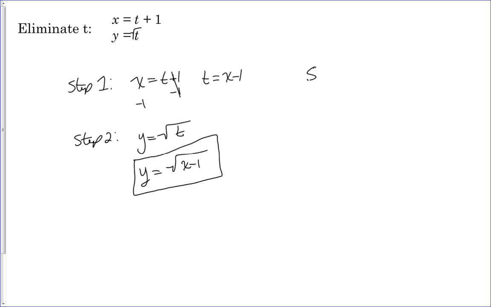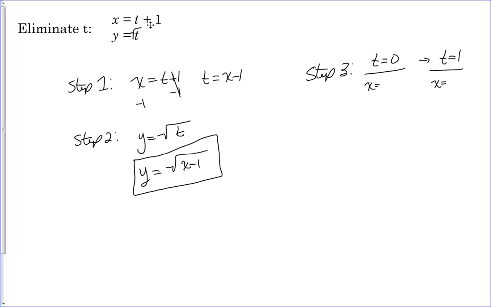Now I'm going to do step 3 over here so I can write the other half of my answer below. We need to restrict our domain. So we need to look at what x equals when t equals 0, and then we need to go to t equals 1 and see what x equals as well. If it gets bigger, x is greater than or equal to. If it gets smaller, x is less than or equal to.